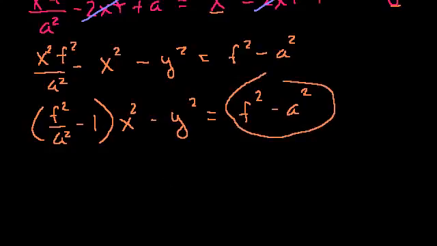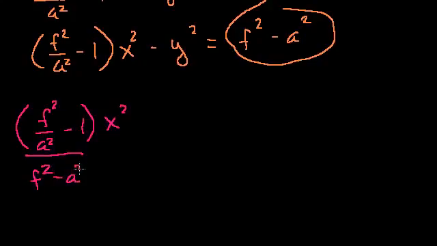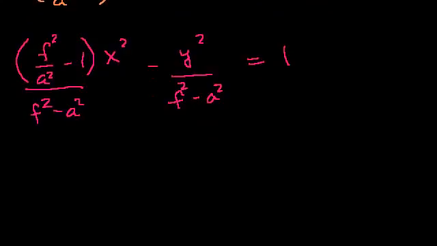And we get, and this should start to look familiar, f squared over a squared minus 1 times x squared divided by f squared minus a squared, minus y squared over f squared minus a squared, is equal to 1. Right? I divided both sides by this, so I just get a 1 on the right-hand side. Let's see if I can simplify this. If I multiply the numerator and the denominator by a squared, right? As long as I multiply the numerator and the denominator by the same number, I'm just multiplying by 1, so I'm not changing anything. So if I do that, the numerator becomes f.